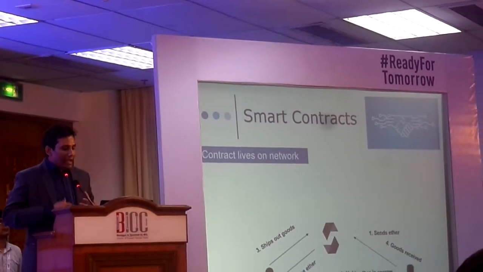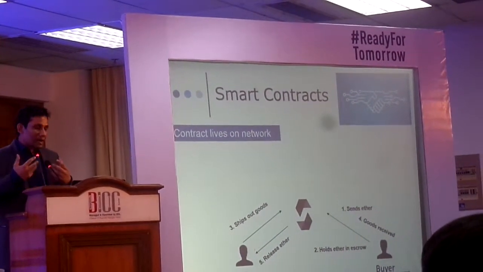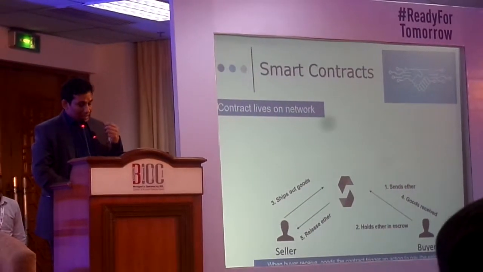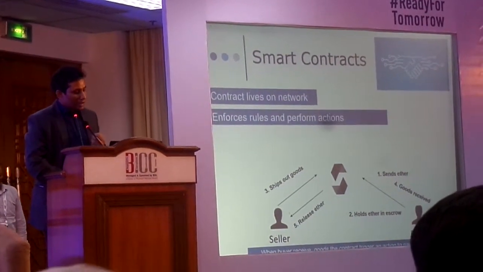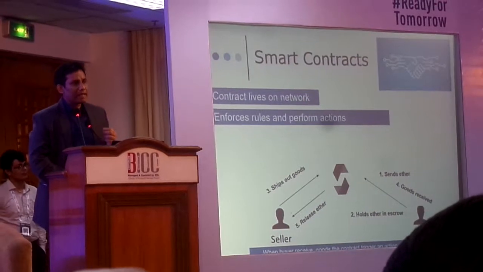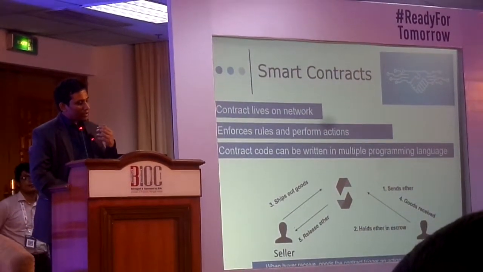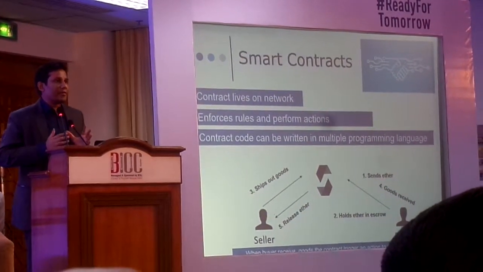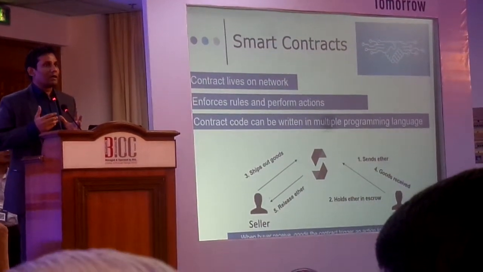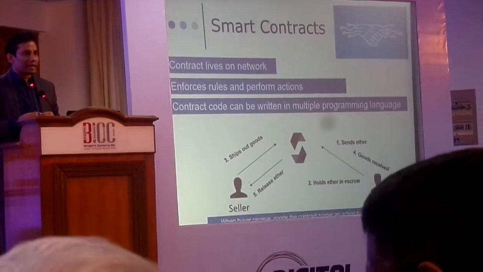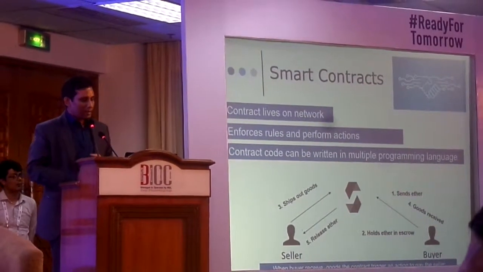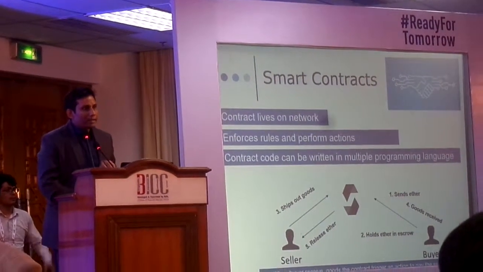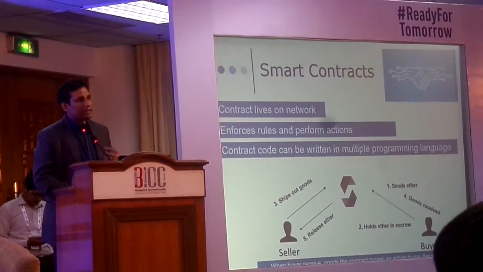So, what happened in Ethereum? What happened in the smart contract? In the whole network, the contract lives on the network and enforces some rules, and then triggers the action. And the smart contract is written in some programming language. The most common and popular programming language for smart contracts is Solidity. Now, using Solidity, how do we work in the Ethereum network.